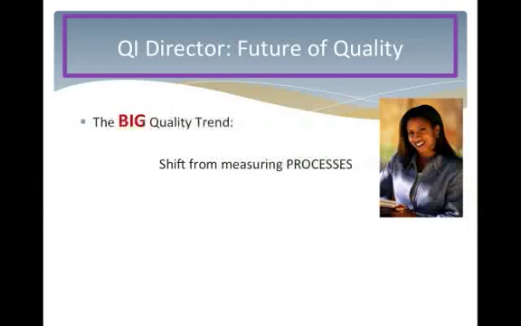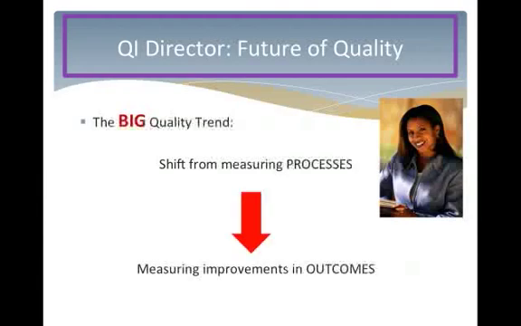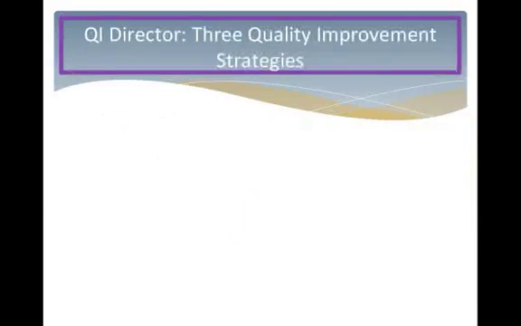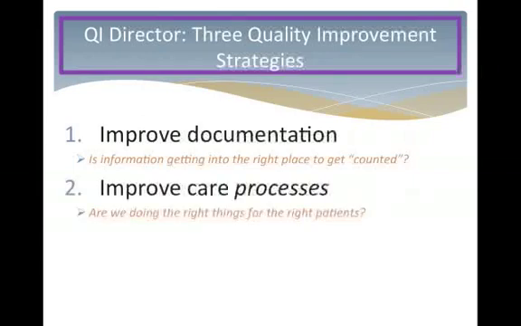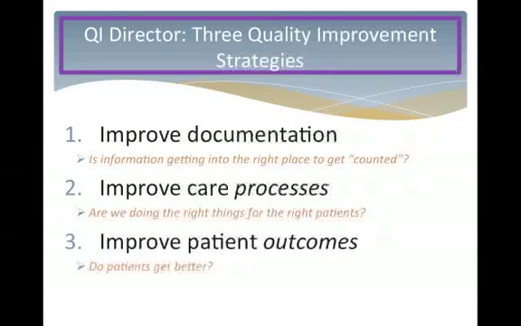There has been a big shift in quality, however, and that is the movement from measuring process to measuring outcomes. 3 quality improvement strategies. The first step in our EHR journey was to look at the documentation by clinicians. It is the necessary information going into those discrete fields to get captured in our reports. We then focused on processes. Are we doing the right things, like reviewing and acting on protocols for the targeted patients? Now we've moved to monitoring patient outcomes. Are the patients actually getting better?